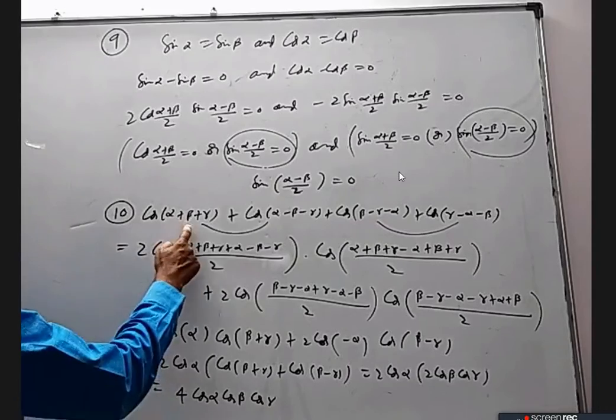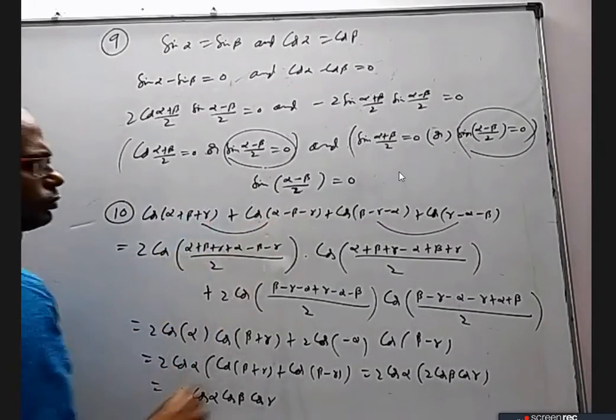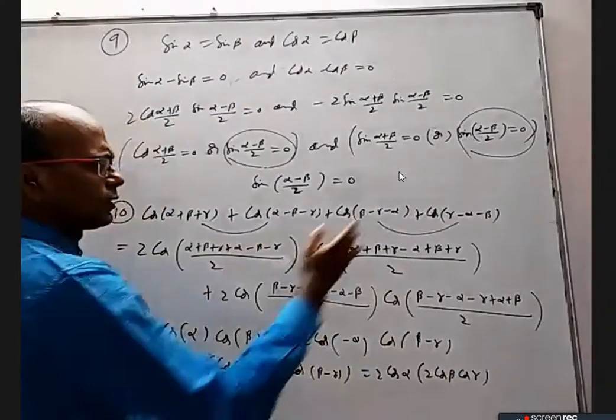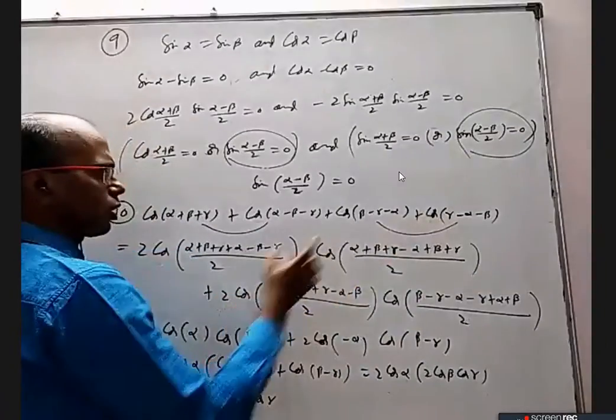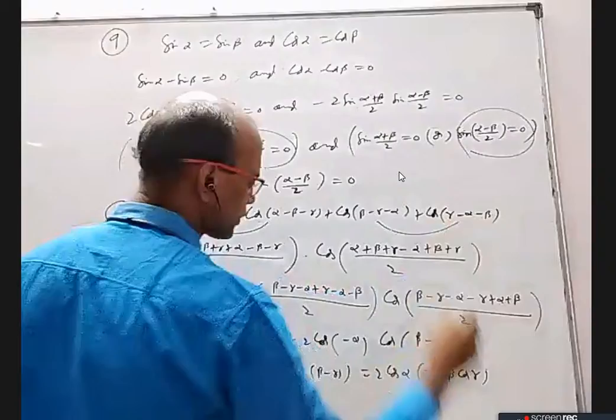Another way is we applied the cos C plus cos D formula here: 2 cos((C plus D)/2) cos((C minus D)/2). This whole thing is C, this whole thing is D. This also is cos C plus cos D: 2 cos of this big angle plus this by 2, and another one is cos of this minus this by 2.